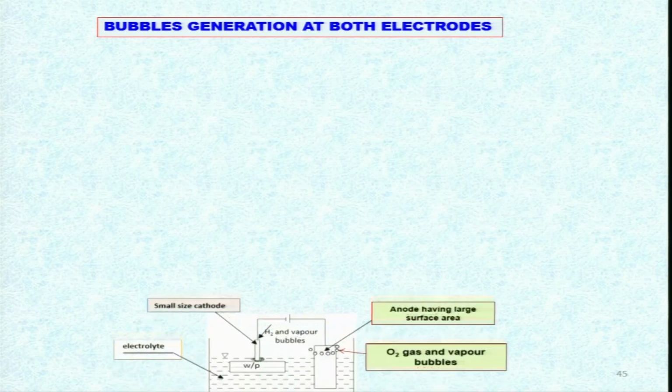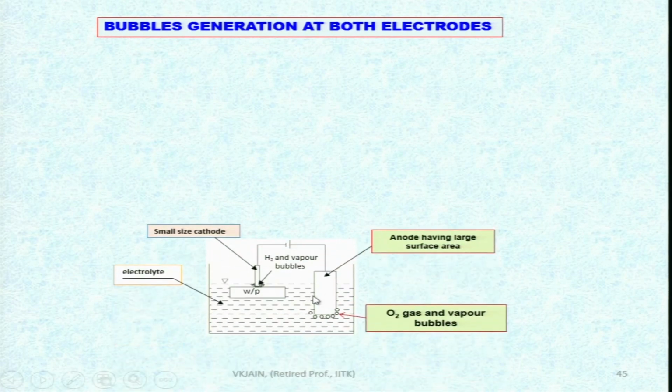Bubble generation at both electrodes takes place. You can see over here, this I have mentioned to you. This is the workpiece, which is electrically non-conducting, this is the electrolyte, and a small size cathode is there. So, bubble generation is there, and sparking will take place here, and this is the anode, which is the larger size, and bubble generation is here also.